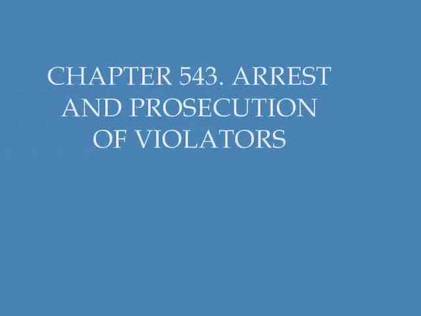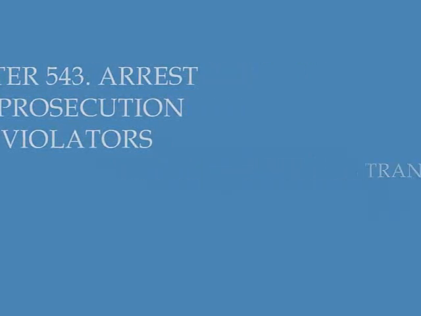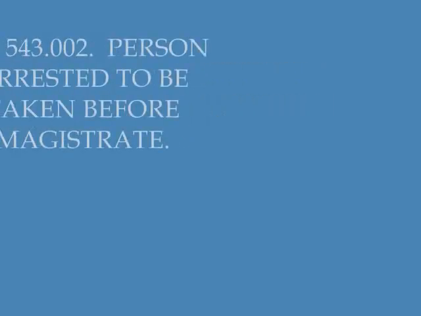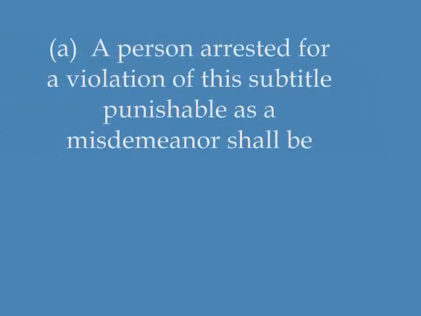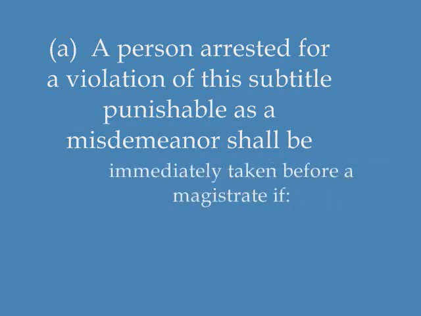Now, let's also analyze what they do under 543 Transportation Code. 543 Transportation Code has a very specific set of instructions on what the officer is to do. 543.002, person arrested to be taken before a magistrate. Subsection (a), a person arrested for a violation of this subtitle, now get this, subtitle C, okay, punishable as a misdemeanor. Notice it did not say Class C misdemeanor, it said misdemeanor.